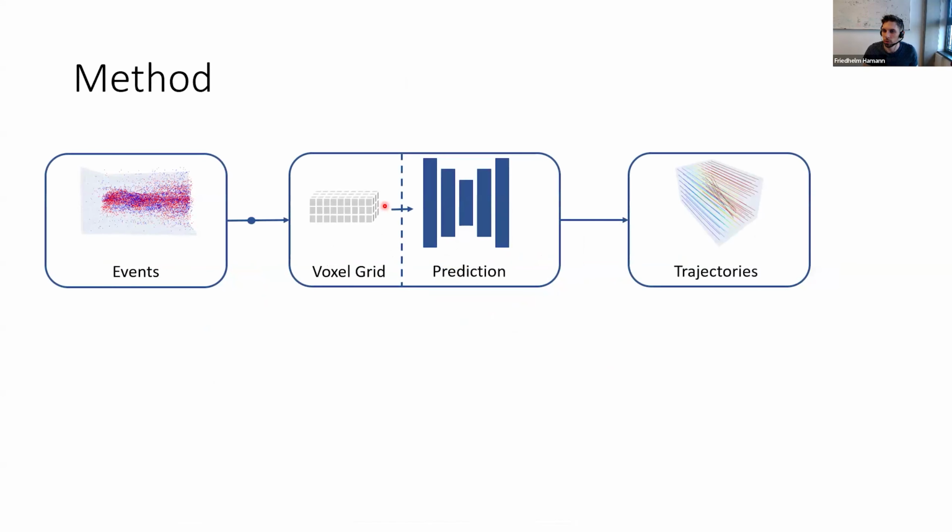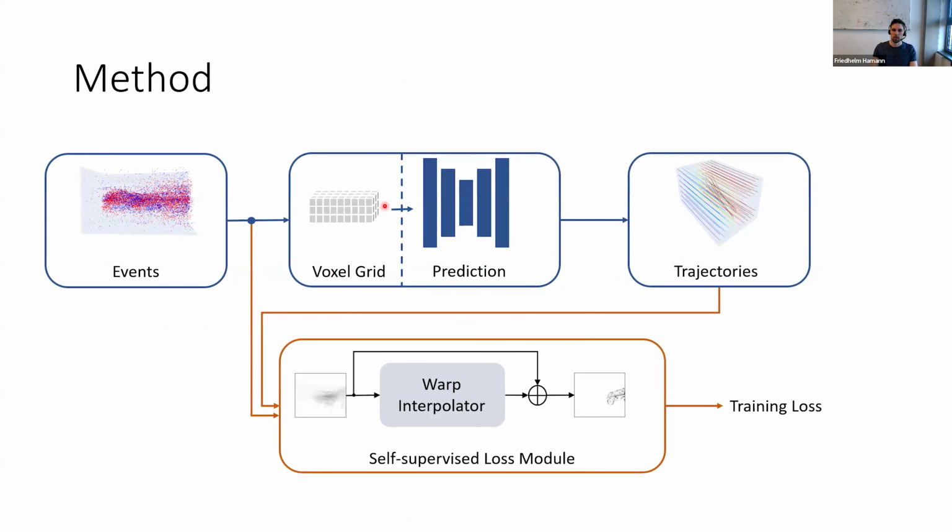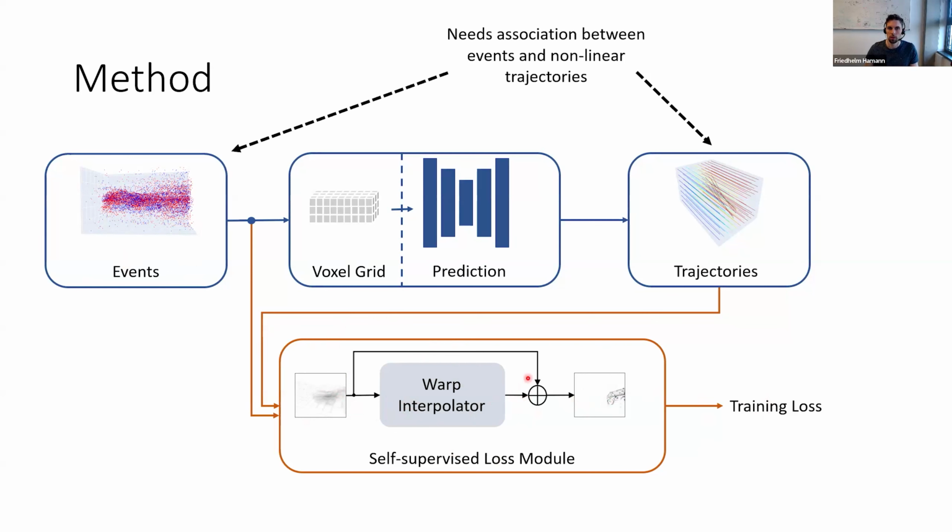So let's include this in our pipeline to train this inference pipeline that I introduced earlier. We extend it with a self-supervised loss module, where the inputs to the loss module are the predicted trajectories and the raw events. We take the raw events, interpolate the trajectory, warp with the trajectories, and then add the displacement for each event to the raw events to get our image and our training loss. The big question here is how we do the association between potentially millions of events and thousands of nonlinear trajectories. This has been done before, but only for linear trajectories. For nonlinear trajectories, it's not clear how to do this assignment.